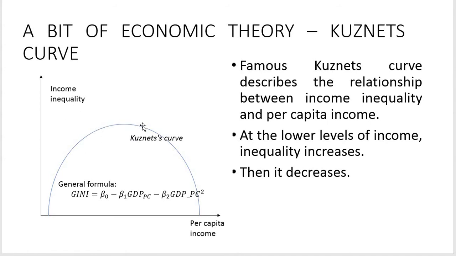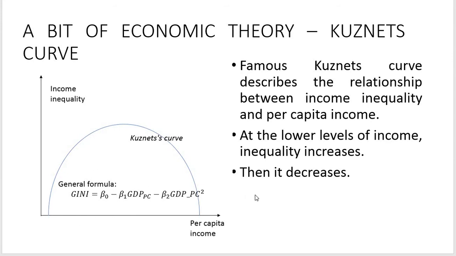After some level of per capita income is achieved, income inequality will decrease with an increase in per capita income. So once again, up to some point, there is a positive relationship between these two variables. After some point, there is a negative relationship. Keeping in mind this piece of theory, this is the way in which you should describe the econometric regression. Definitely, this is not a linear trend, and you can use some theory to justify your idea.